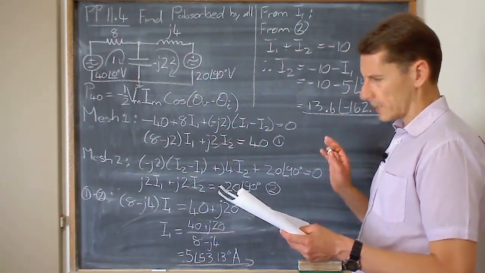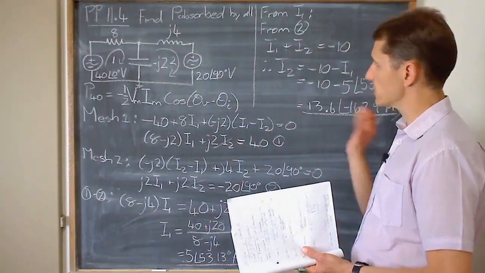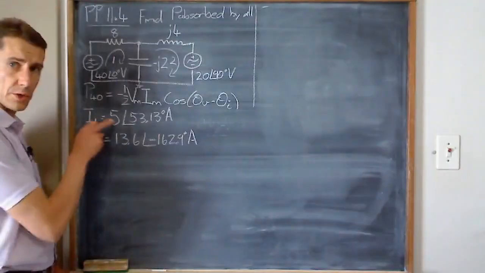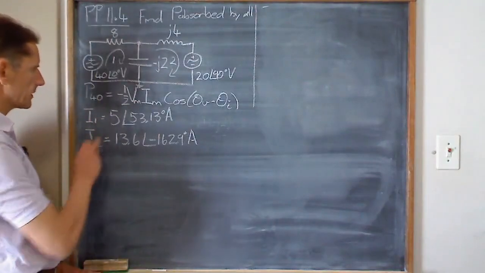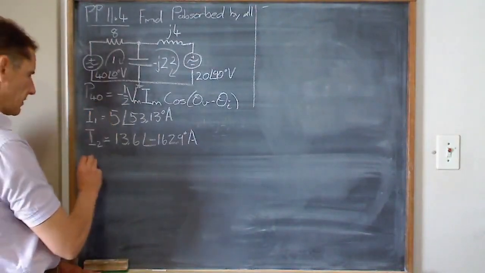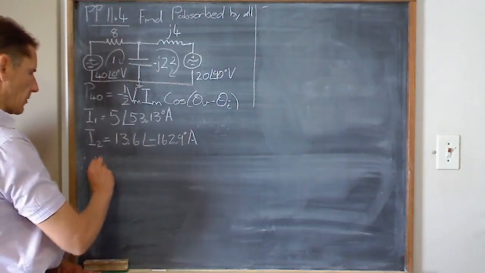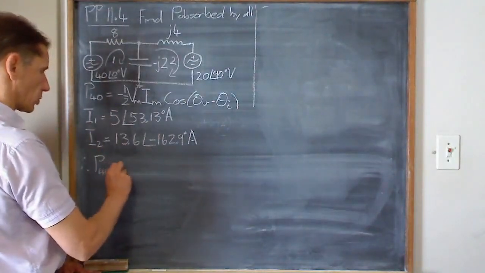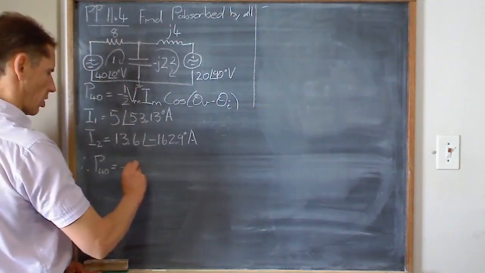So I'm going to clean up a little bit, and then we just keep our I1 and the I2. So here's the two currents that we've calculated. Let's now go and calculate this P40. Right, so the power absorbed by that 40 volt source is then minus a half.